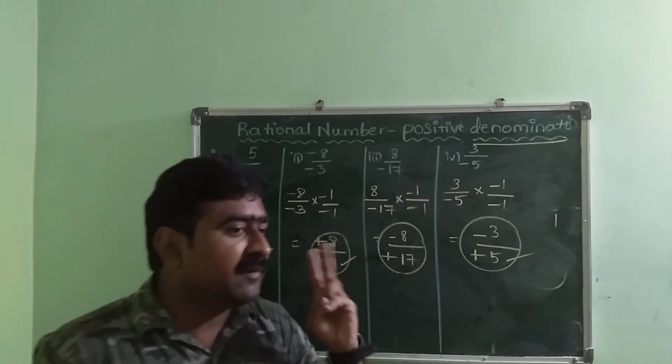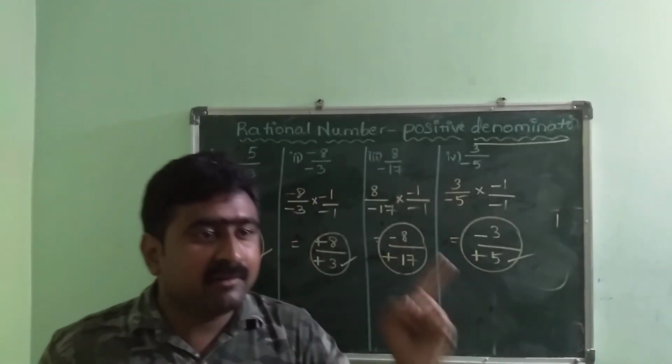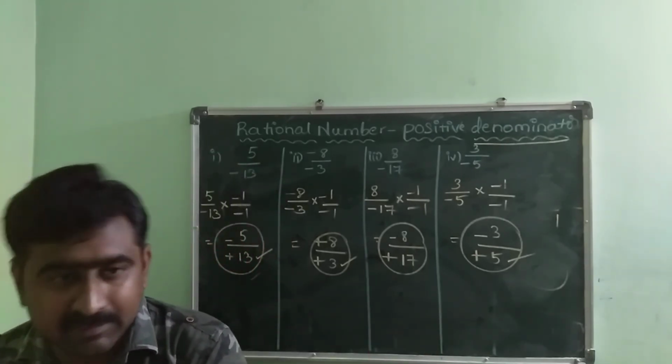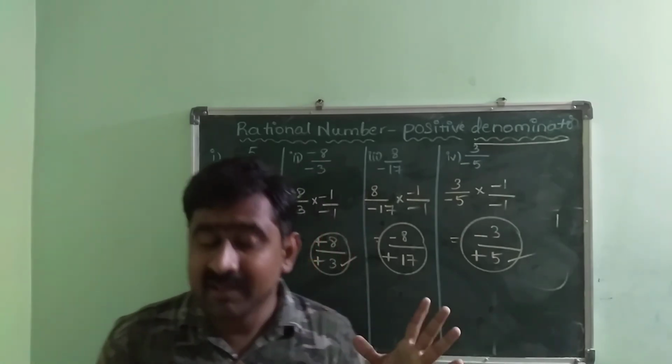Okay. So these two are the very, very important models. Once again, I am saying, expressing a given rational number with a positive numerator and expressing a given rational number with a positive denominator, the only logic is multiplying and dividing with minus 1. Okay. Is it clear or not?